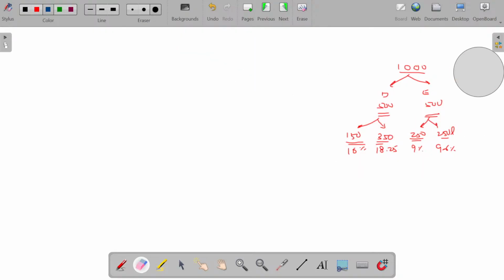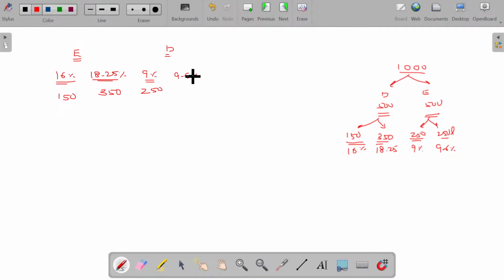Clear? See here, I'll write that down. Equity: at 16%, I can raise up to 150. And at 18.25% equity, another 350 can be raised. Similarly, in case of debt, 9% debt can be raised to the extent of 250, and 9.6% can be raised for another 250.